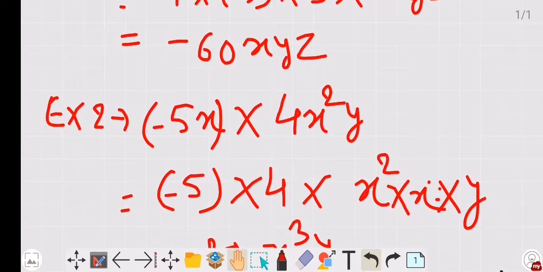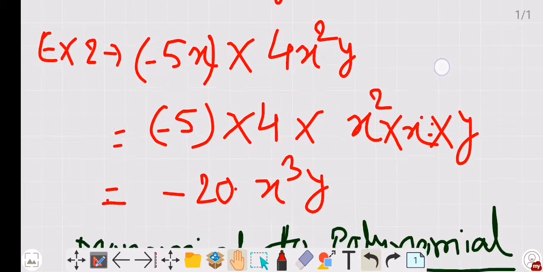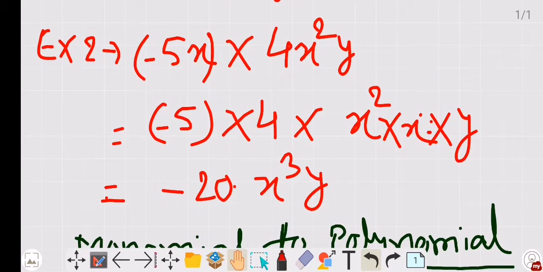Now you can see the second example, minus 5x into 4x square y. So minus 5 into 4 will be multiplied first, and x into x square into y. As you can see, x into x square both are like terms, so powers will be added. It will become x to the power 3 y, and the number minus 5 into 4 will become minus 20.